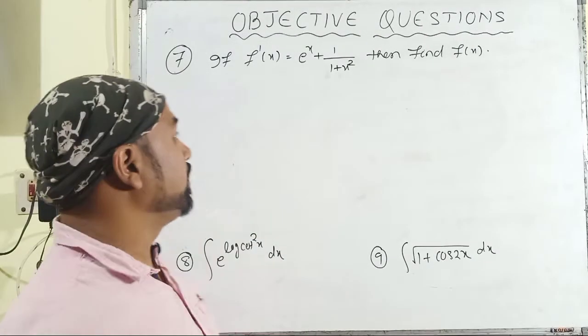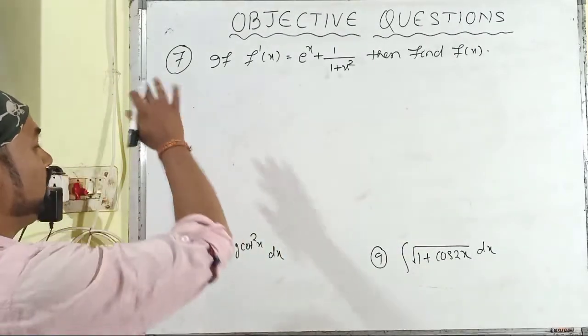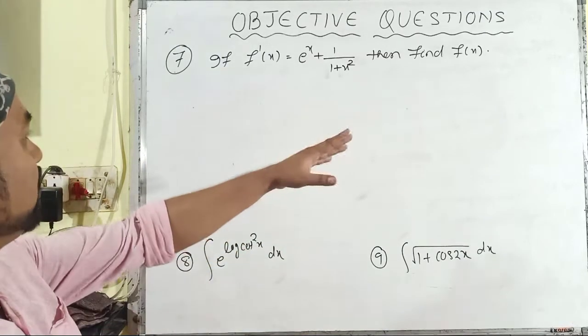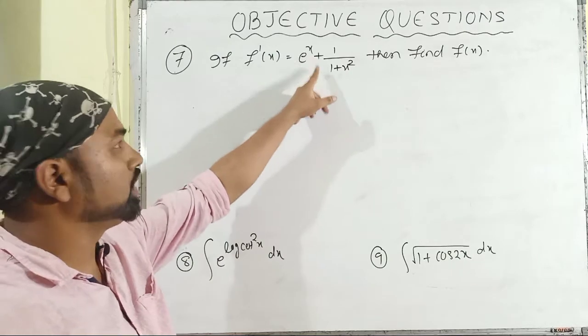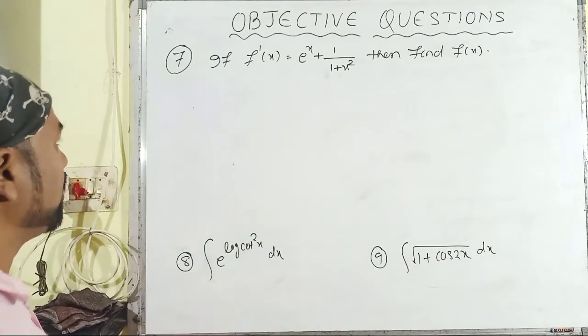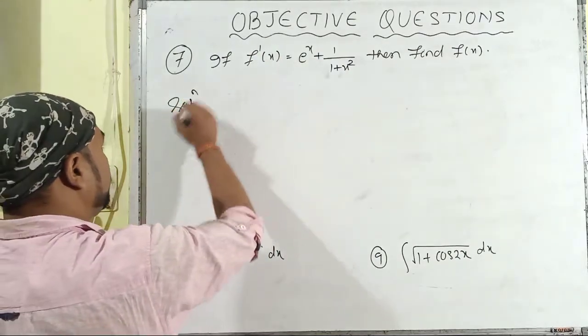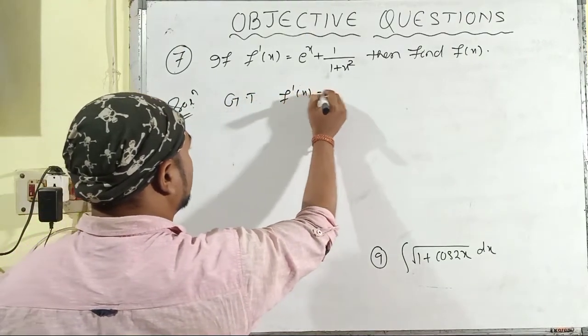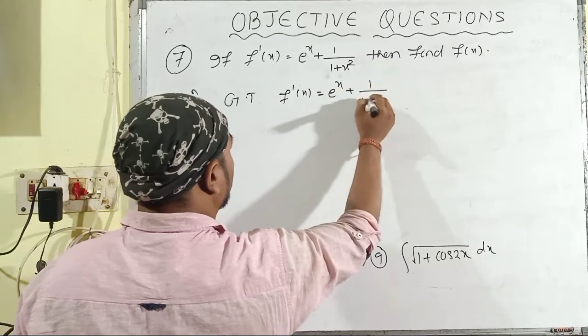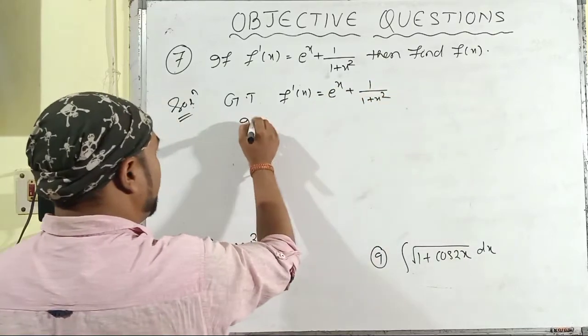Then coming towards the 7th number problem, here it has been asked to find out f of x. From the given conditions, it is given that f dash x is equal to e to the power x plus 1 upon 1 plus x square. So first of all write down, given that f dash x is equal to e to the power x plus 1 upon 1 plus x square.